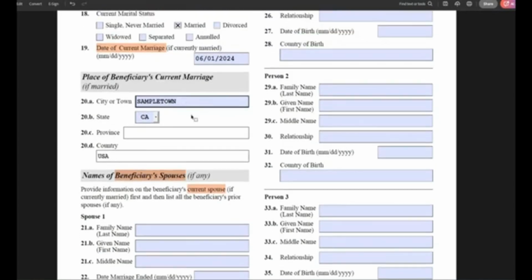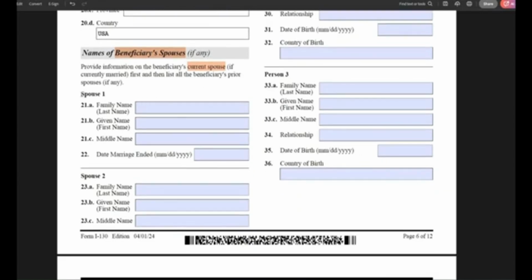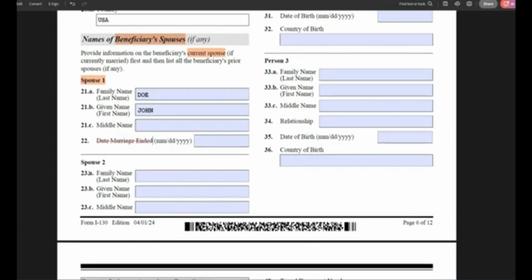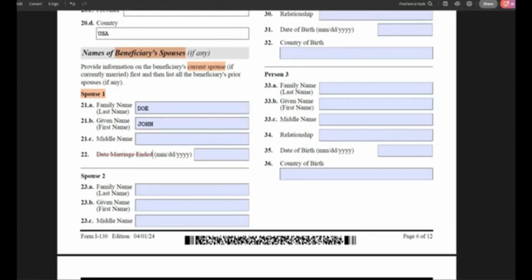Next, provide the beneficiary's spouses and provide the information about the current spouse. Because our beneficiary is married to our petitioner, basically spouse 1 will be our petitioner. And because they are currently married, we're going to leave this line blank because their marriage has not ended. And if Jane has ever been married to anyone else before, then we'll provide the spouse 2 information here.